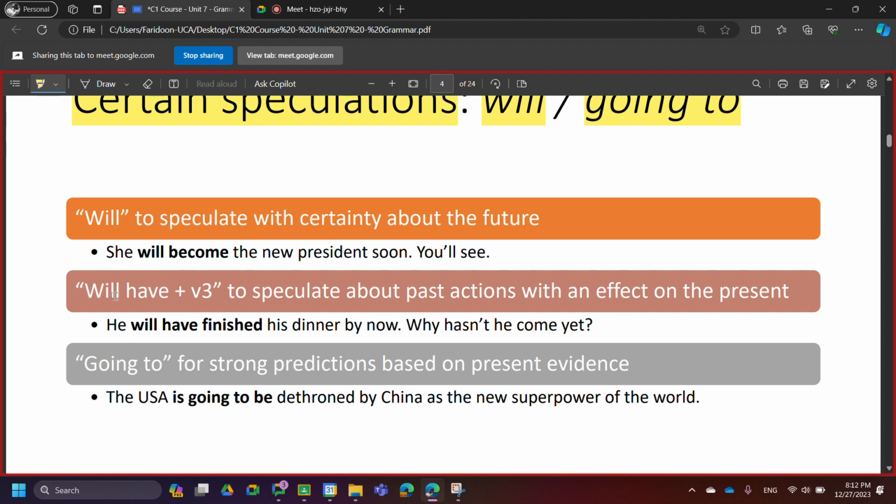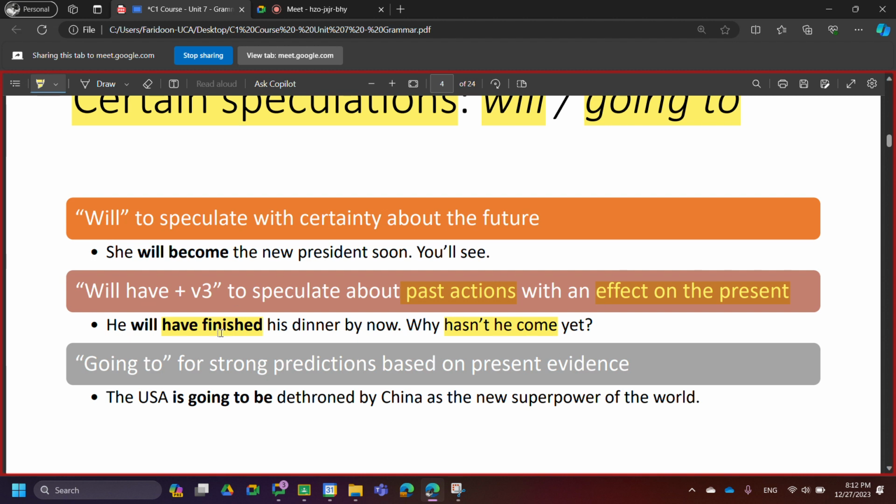Okay, another structure: "will have" plus verb 3. We use it to speculate about past actions with an effect on the present. Example: he will have finished his dinner by now. Why hasn't he come yet? So the action is finishing dinner in the past. That's what's called a past action. And the effect on the present is that he would be here right now. He would be with us, but why isn't he? So, that's the effect.